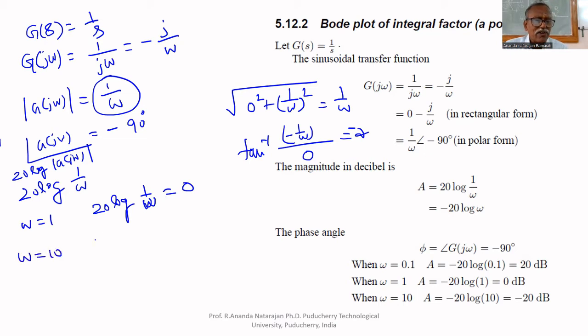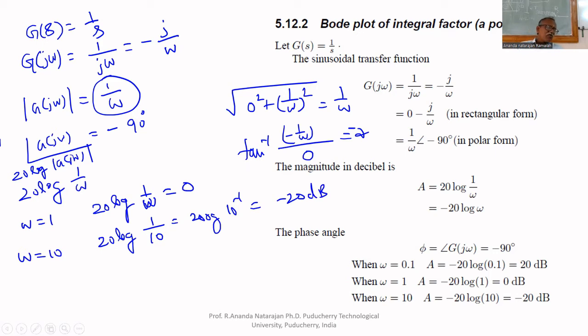When omega equals 10, what will you get? 20 log 1 by 10. That is 20 log 0.1, that is 10 power minus 1, which equals minus 20 dB. Am I correct or not? When omega equals 10, 20 log 1 by 10 is 10 power minus 1. That minus 1 will come here, because any power comes as a product in the logarithmic scale. Therefore, minus 20 dB. Log 10 equals 1, since we are using log to the base 10.